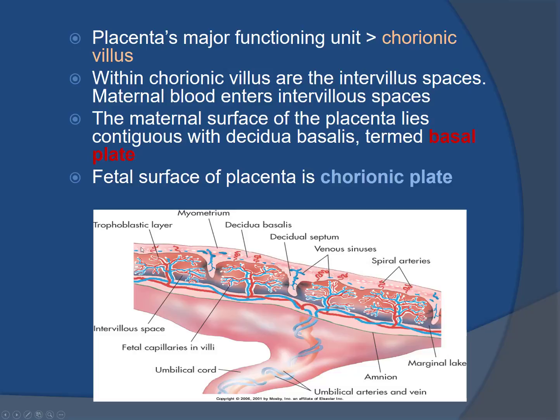The maternal surface of the placenta lies contiguous with the decidua basalis. This is the decidua basalis, which means the uterine wall. This portion of the chorion, the maternal surface of the placenta, is called the basal plate. And the fetal surface of the placenta is the chorionic plate.